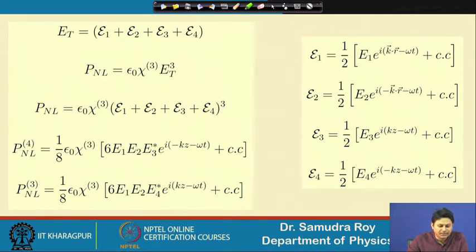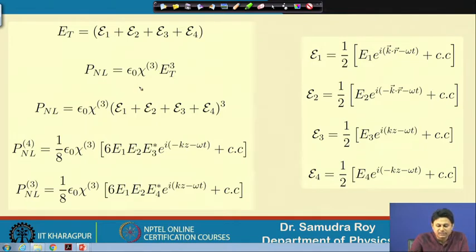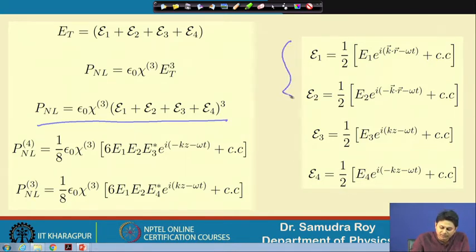the 4 wave mixing. So, nonlinear polarization, we need to find out what is the nonlinear polarization for that. So, nonlinear polarization is nothing but epsilon 0 chi 3, the total field cube, because this is the third order process. So, in a third order process we know that the total field has to be cubed. So, that means the nonlinear polarization inside this system is E1, E2, E3, E4 and cube of that, where E1, E2, E3, E4 is written in the right hand side.